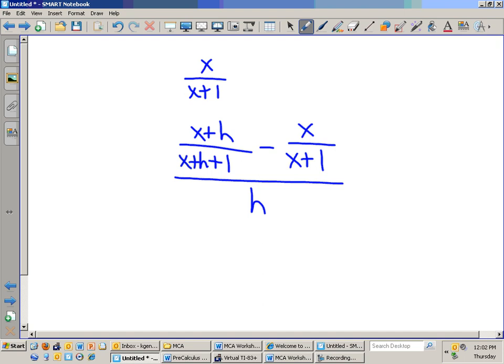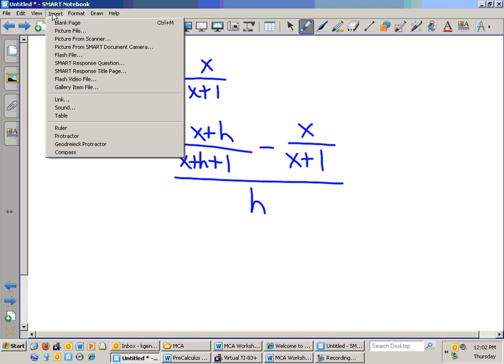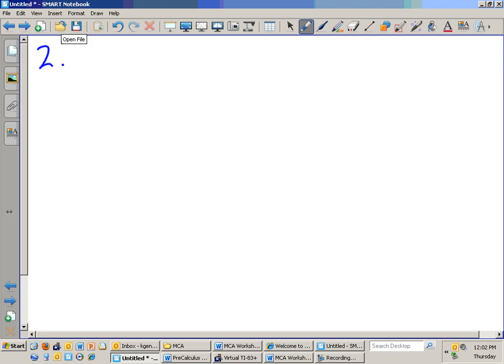Let's move on to shortcuts. Section 2. Product. Quotient. Chain.